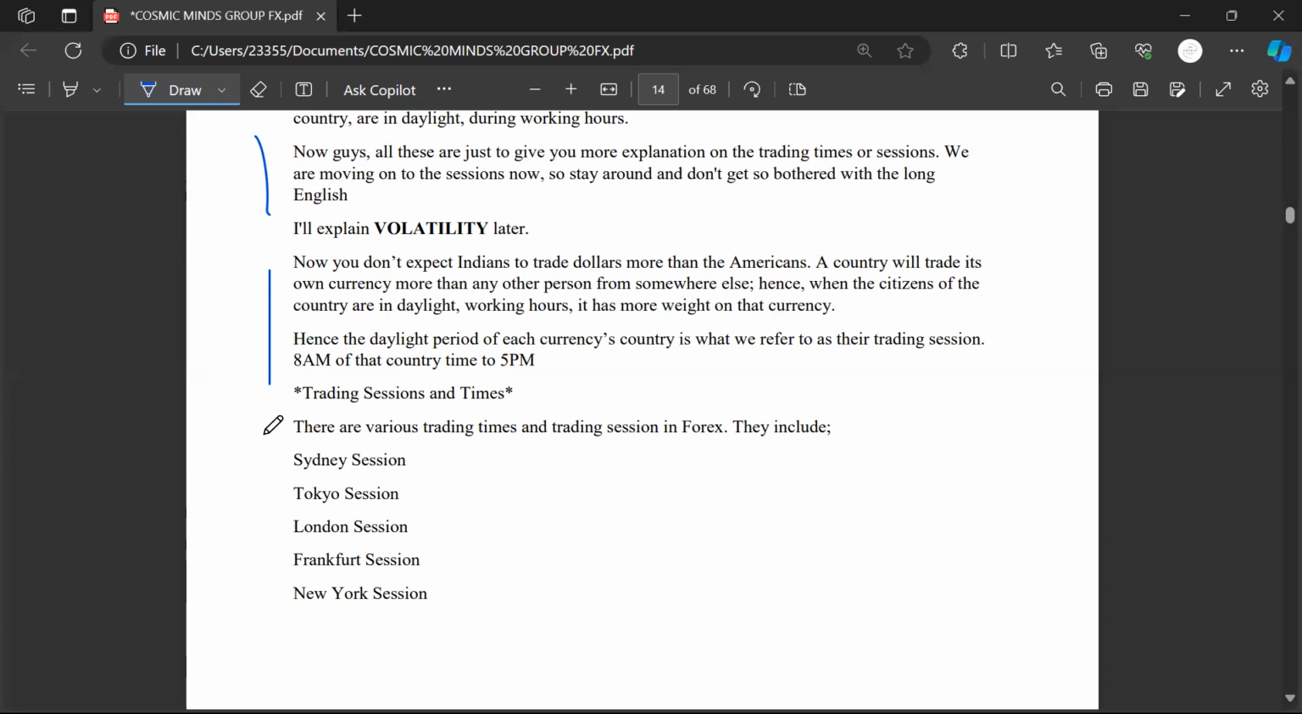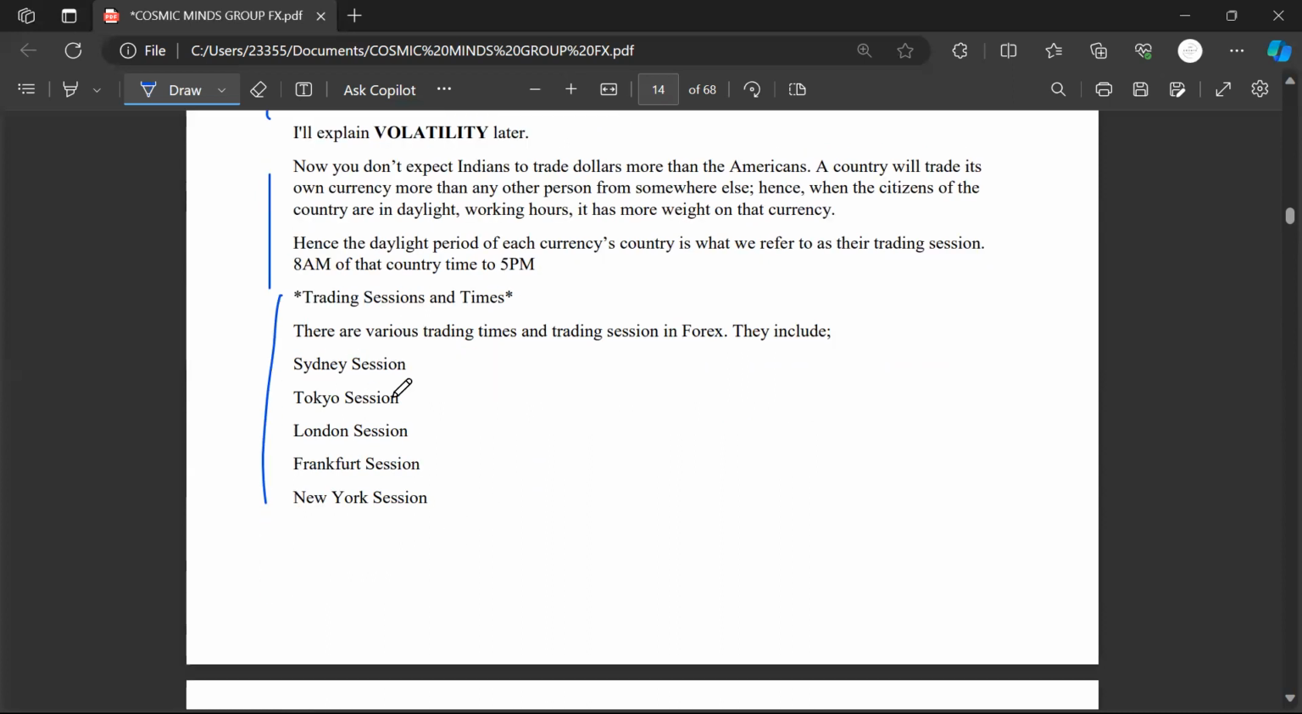So let me just move straight here. These are the trading sessions that we have. We have about five: 1, 2, 3, 4, 5. Some are within the other, they are merged into the other. Don't worry. So basically, we have four of them. We are going to look at them very well.